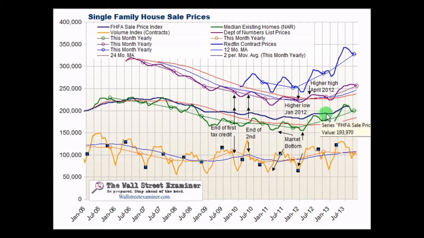The Federal Housing Finance Agency uses overly smoothed and lagged data. It's kind of worthless. It's even similar to the Case-Shiller index, which I pay no attention to because it's even more smoothed and lagged. It's worthless data. Case-Shiller, don't pay any attention to it.